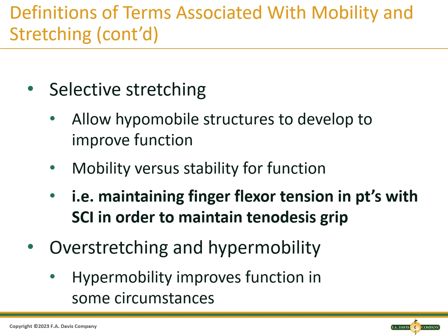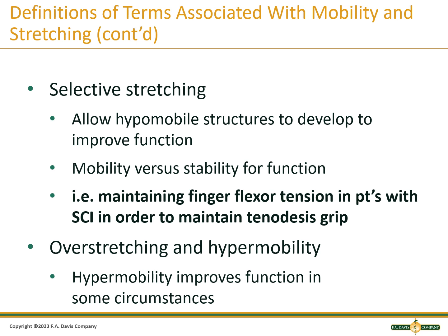So basically selective stretching is where we allow hypomobile structures to develop to improve function. So we allow tissues to shorten and joints to have decreased motion in order to improve function in the patient. This is where we balance mobility versus stability for function, where an increase in mobility is going to result in a decrease in stability, and so we have to make sure that we maximize patient function in whichever direction that needs to go. So we use selective stretching.